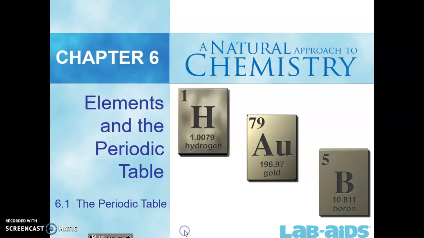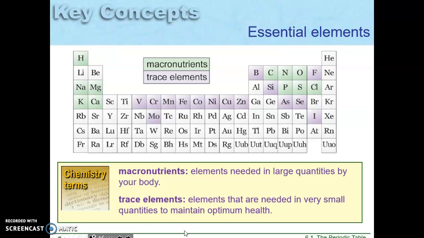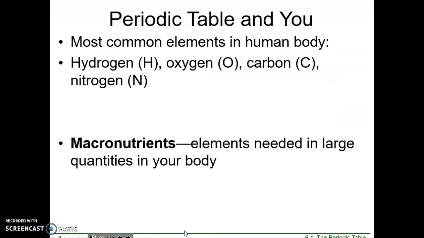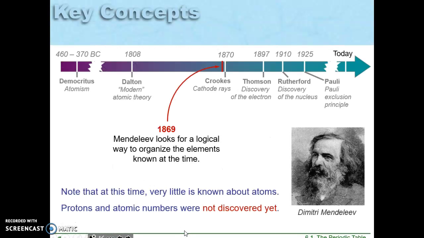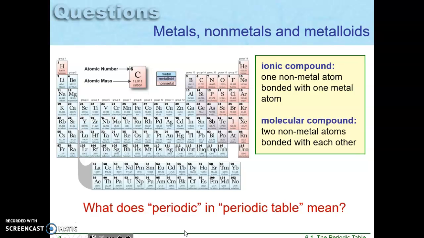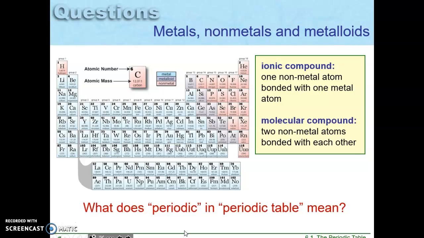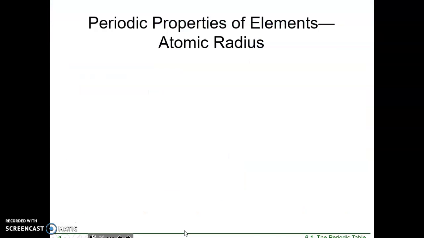Previously on Part 1, we learned that you are made out of stardust, that there are several macronutrients and about 5 elements that make up most of your body, and then there are trace elements. We learned that Mendeleev was doing the good work around the late 1800s. We talked about how the periodic table is organized into metals, nonmetals, and metalloids, and that properties are periodic, which means they repeat every so often.